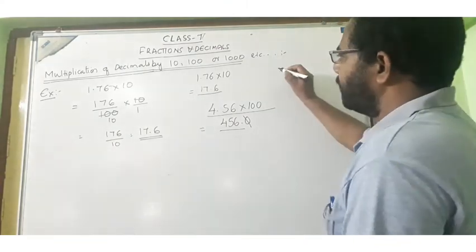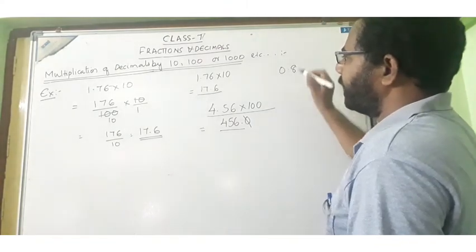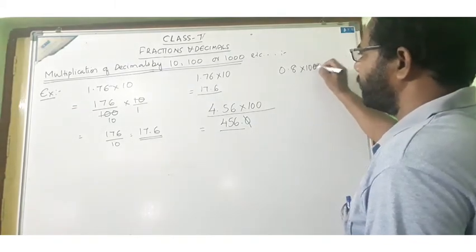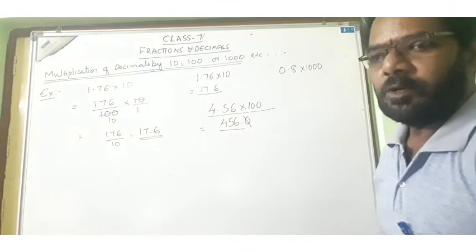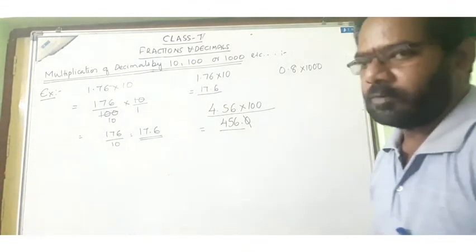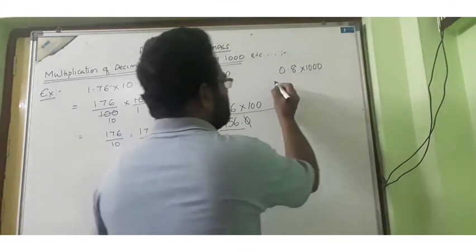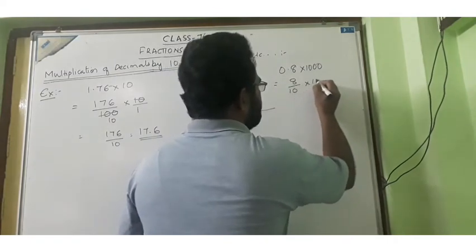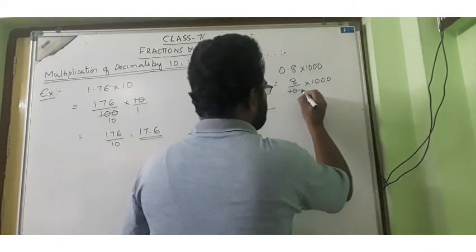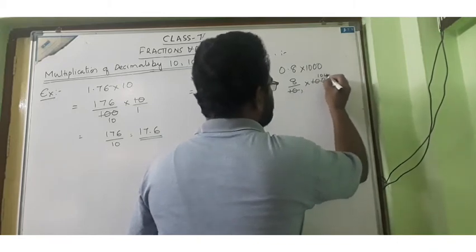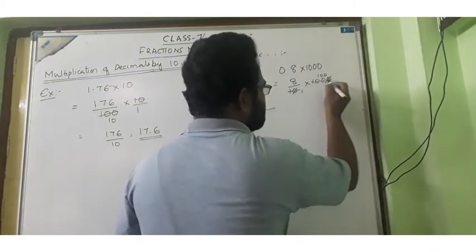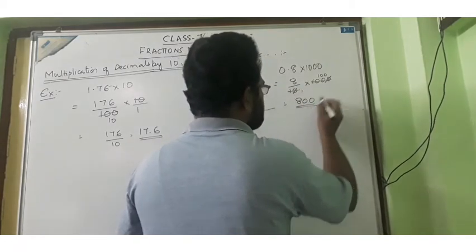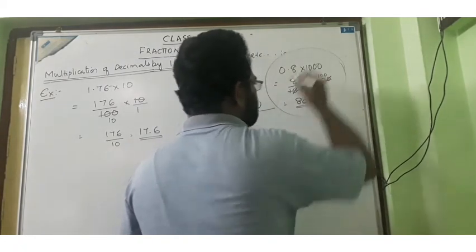Okay. Another example, 0.8 I have taken. I asked you to multiply 0.8 with 1000. So basically what we will do, 0.8 means we can take 8 by 10 into 1000. So 10 into 1, 10 into 100. Otherwise you can cancel this 0 and this 0. 8 into 100 is equal to 800, the answer. This is basically what we will do.